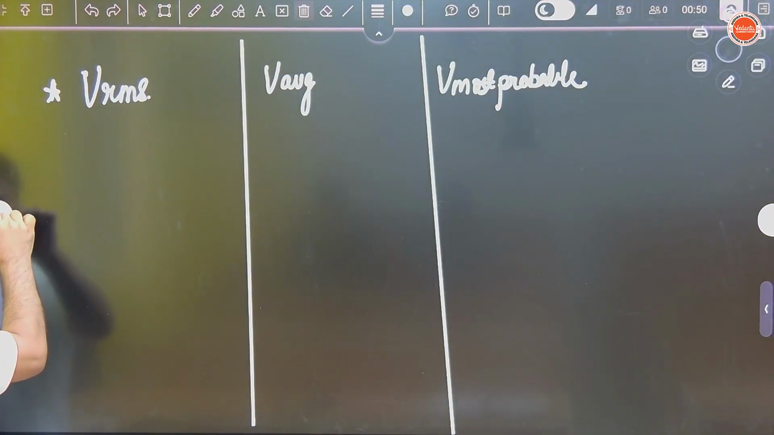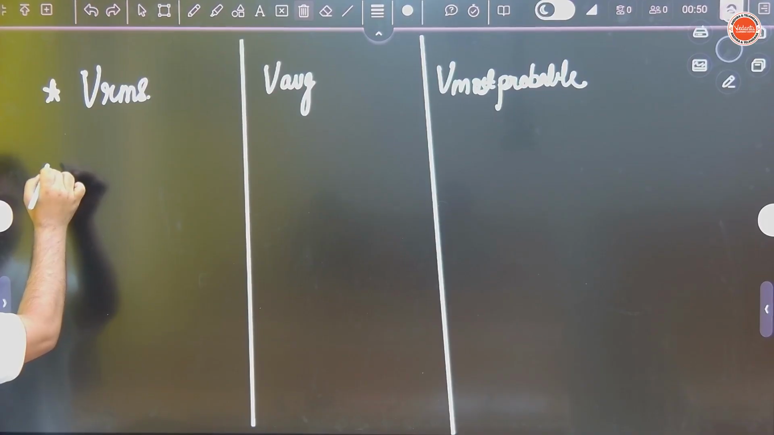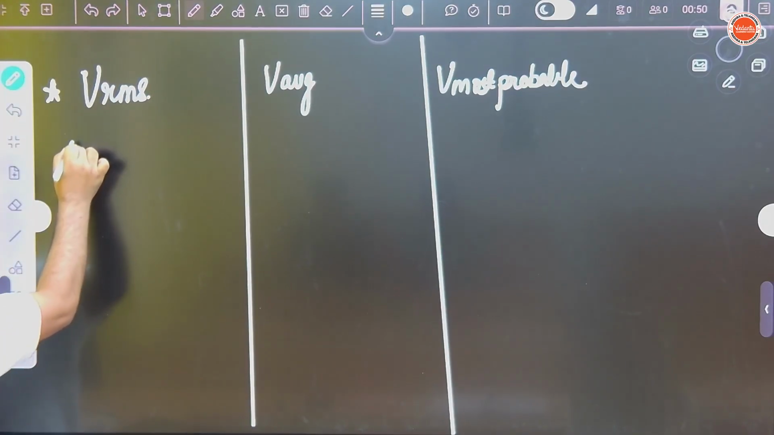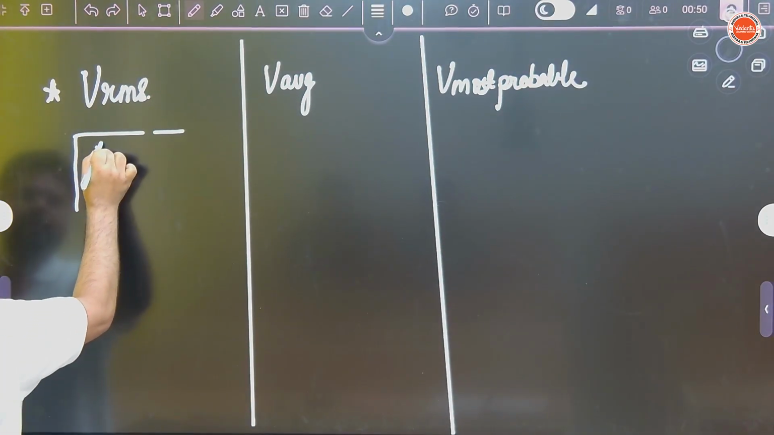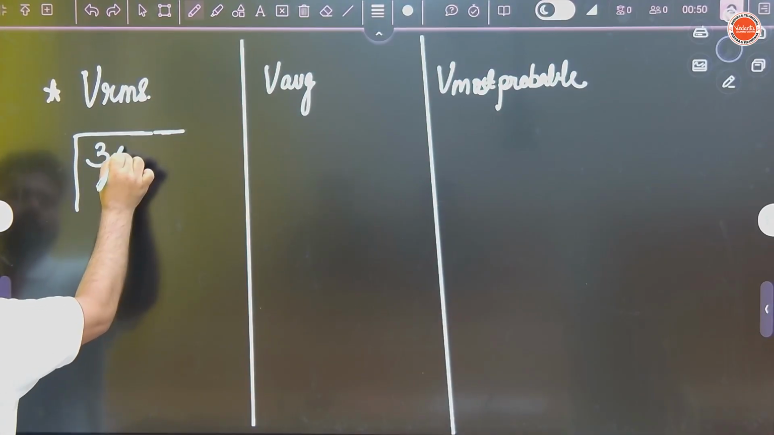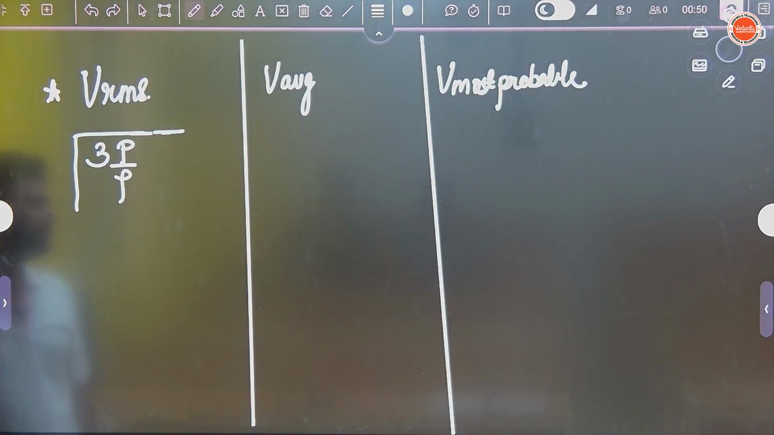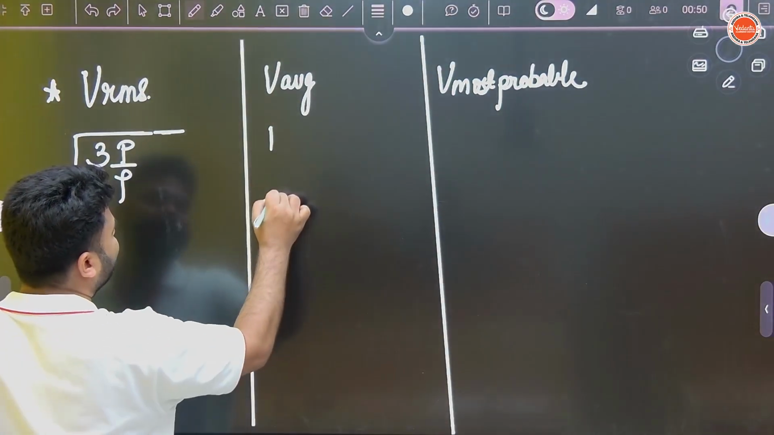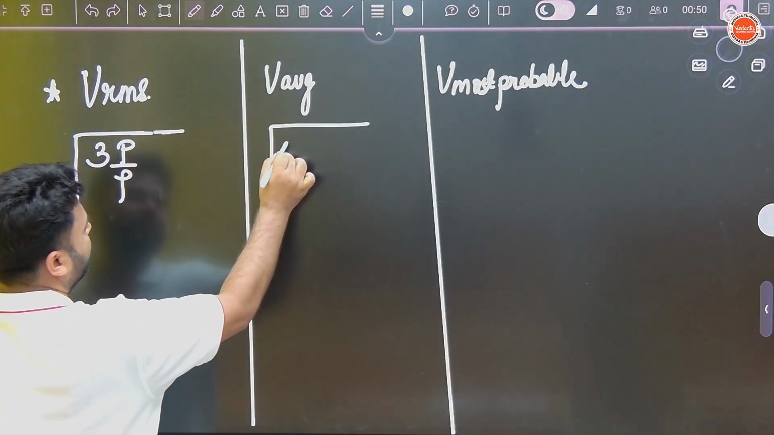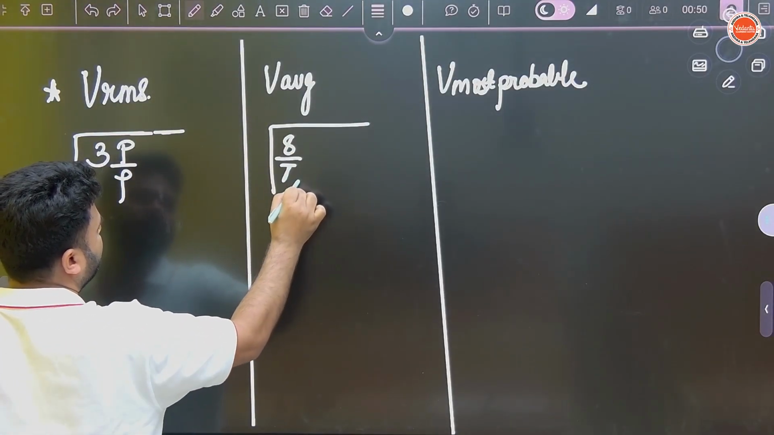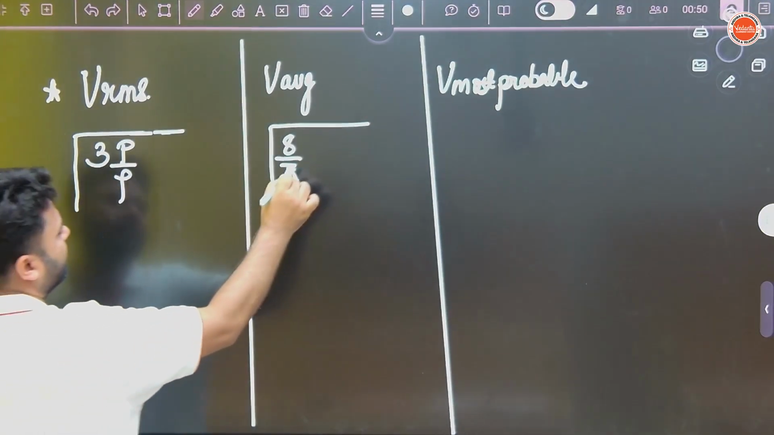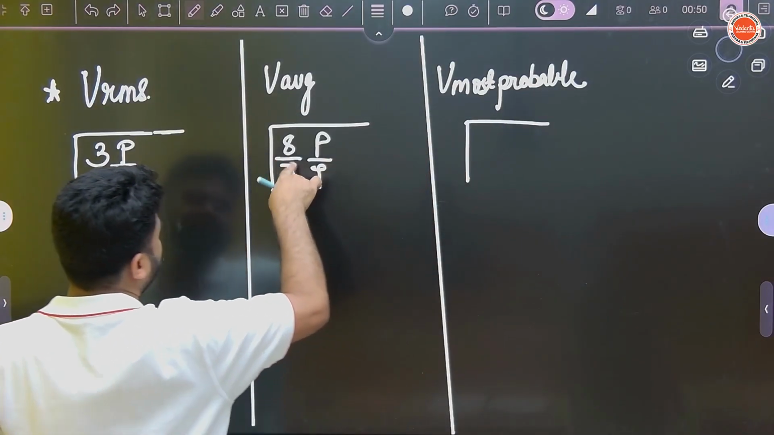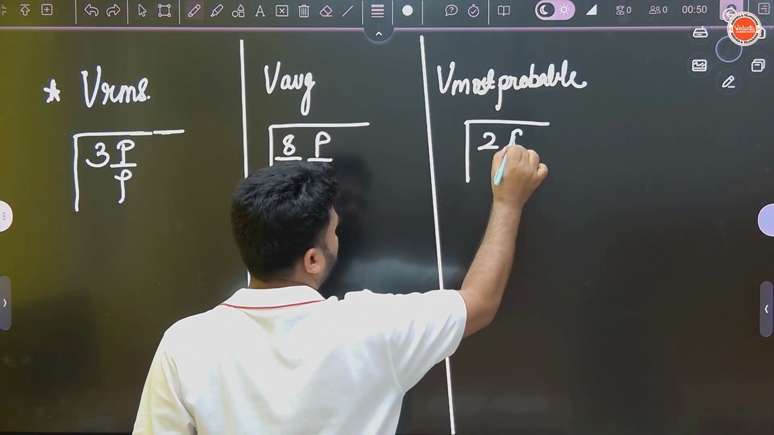There is a formula to calculate this. Always remember, the RMS speed of a gas formula is under root 3 P by rho. The average speed is a little less than this, a little less than 3: it is 8 by pi, which if you solve is a little less than 3, times P by rho under root. And the most probable speed is less than this: 2 P by rho under root. This formula you have to remember.